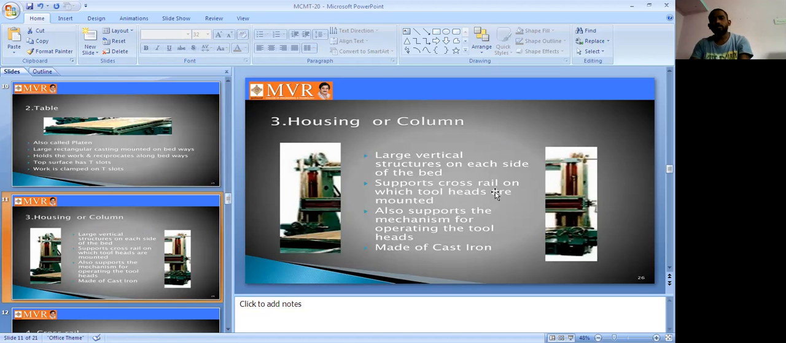It supports the cross rail. The major function of the housing or column is to support the cross rail, on which two heads are mounted. It also supports the mechanism for operating the tool heads. It is also made of cast iron, and it is one of the very important parts of the planing machine.